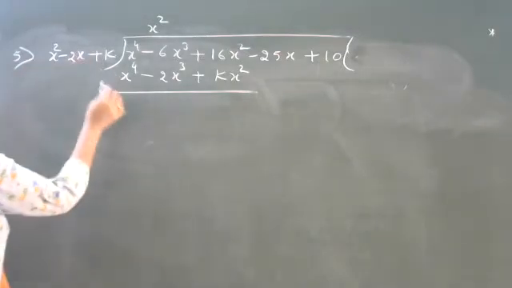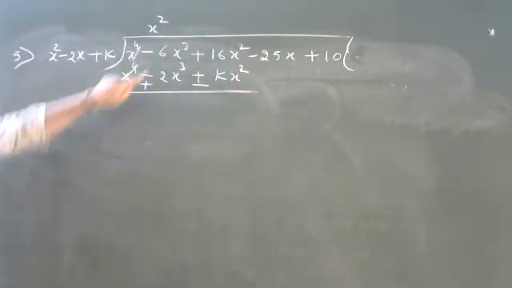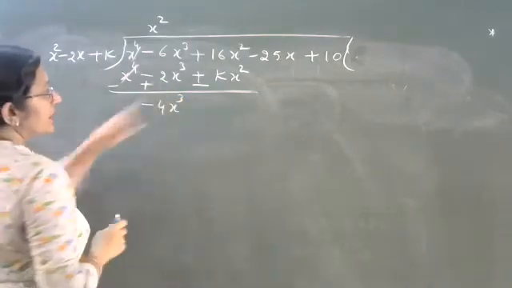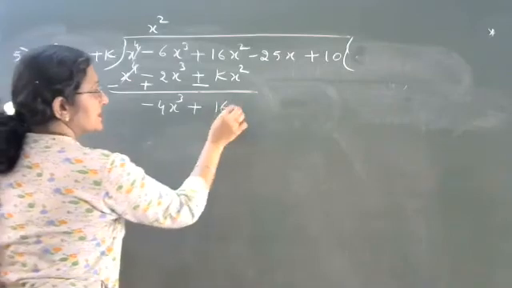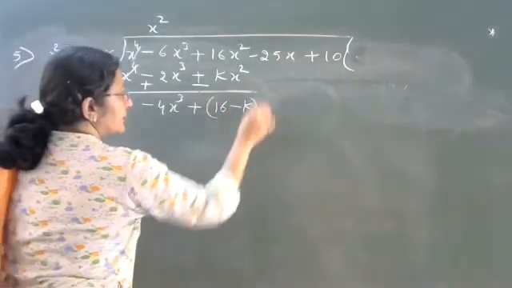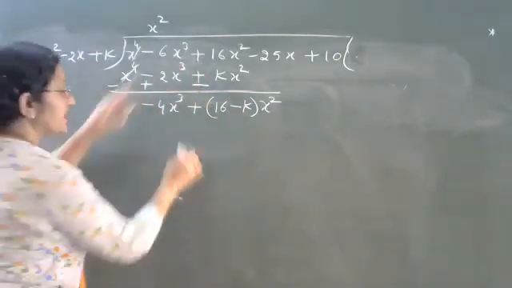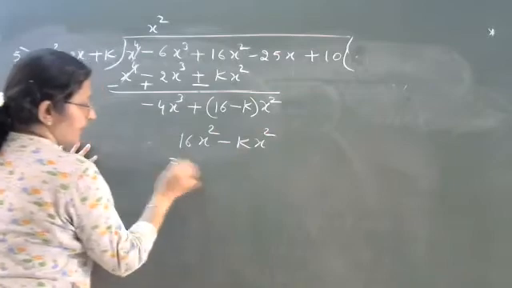Clear? अब इनके साइन चेंज करिए, ये कट हो जाएंगे. minus 6 plus 2 will be minus 4x cubed, 16 minus k. दोनों का कोएफिशिएंट हमारे पास क्या था? x स्क्वायर था. So it is 16x square minus kx square.